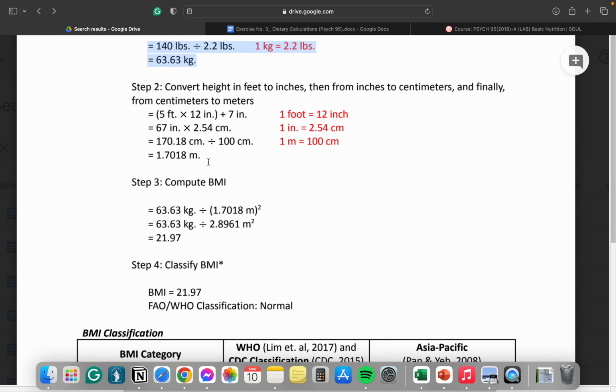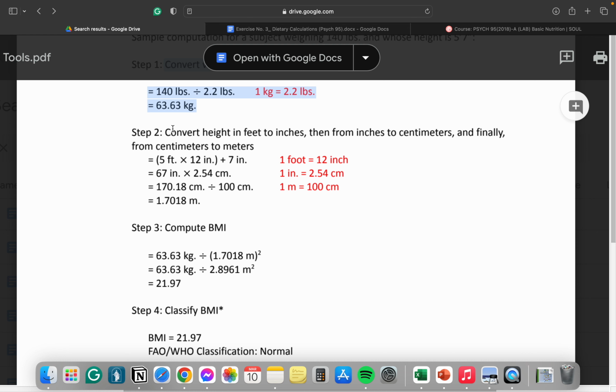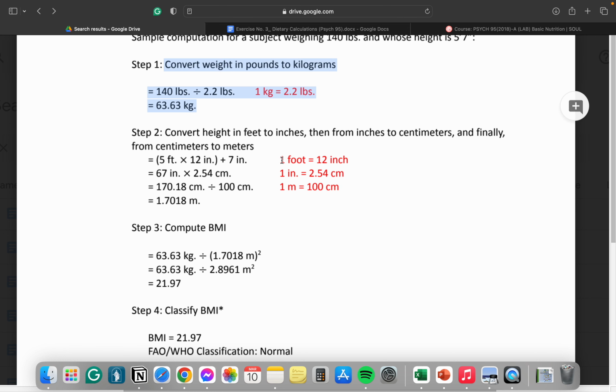So you don't mind step one. Let's go to step two. Alright, if you don't know your height in meters or centimeters, then you need to convert your height in feet to inches, then from inches to centimeters, and finally from centimeters to meters. So say for example, if the height is 5'7", this is the conversion. 1 foot is equivalent to 12 inches, 1 inch is 2.54 centimeters, and 1 meter is equivalent to 100 centimeters.